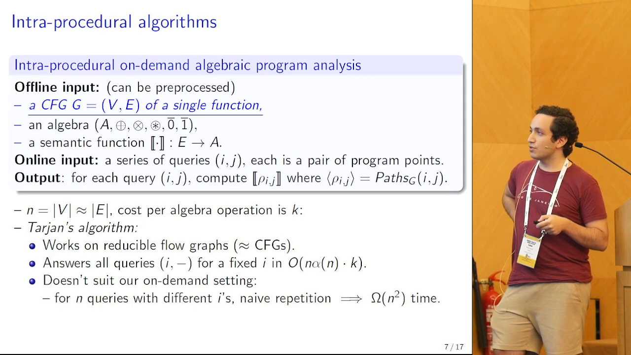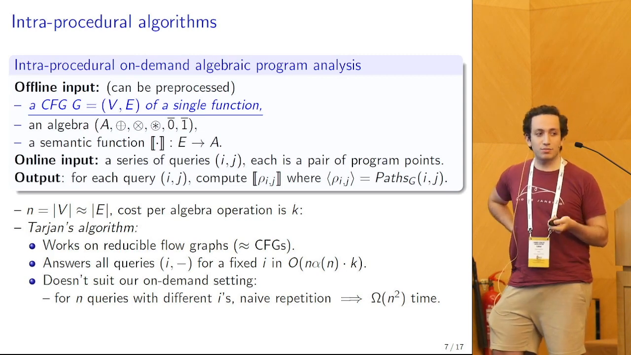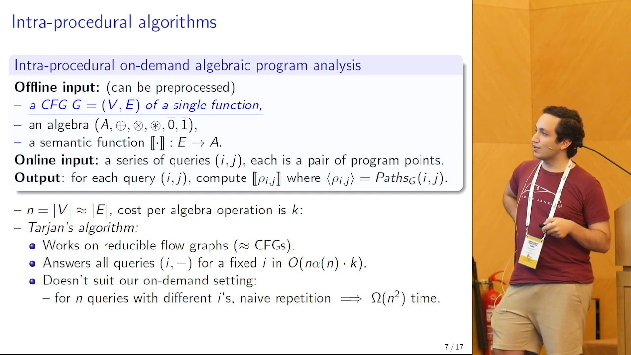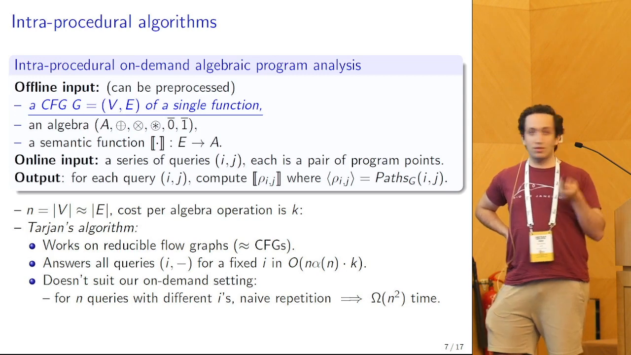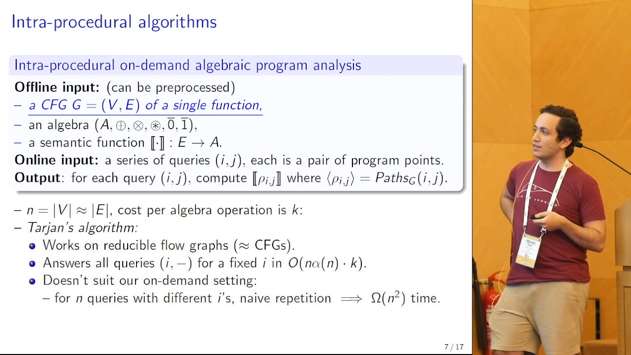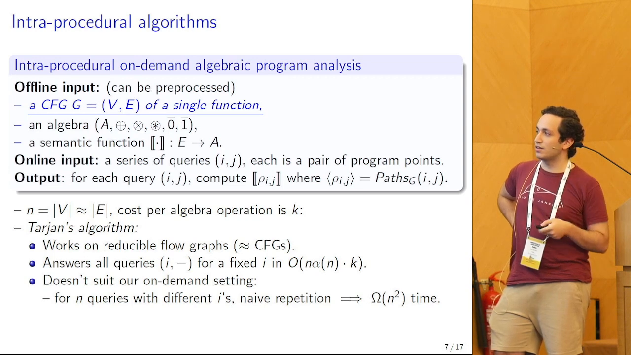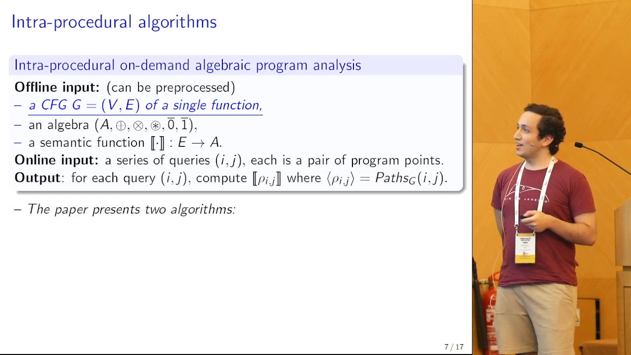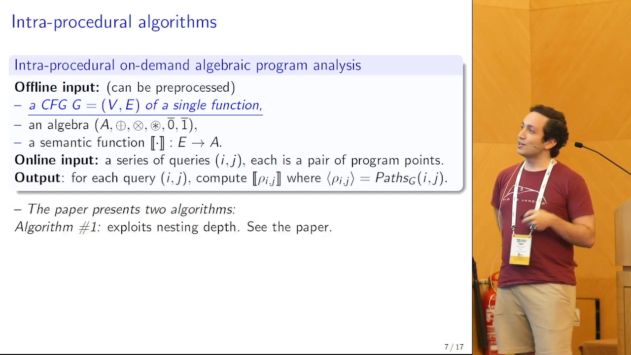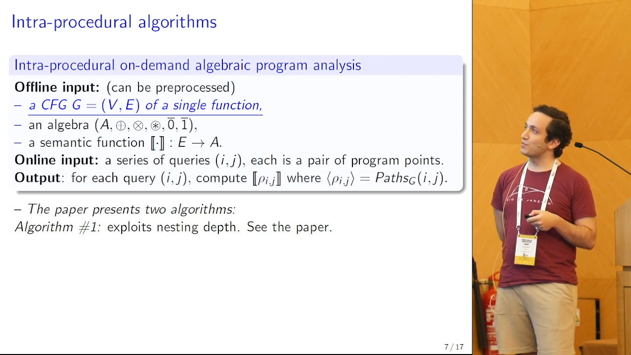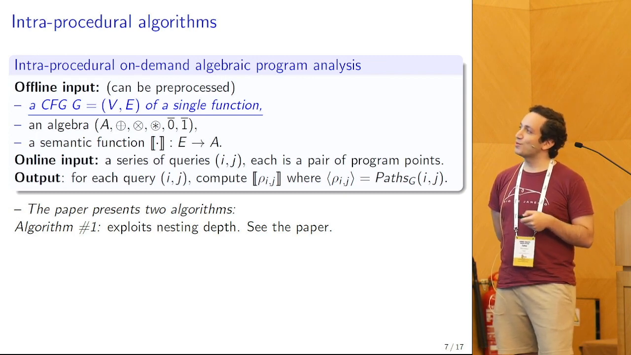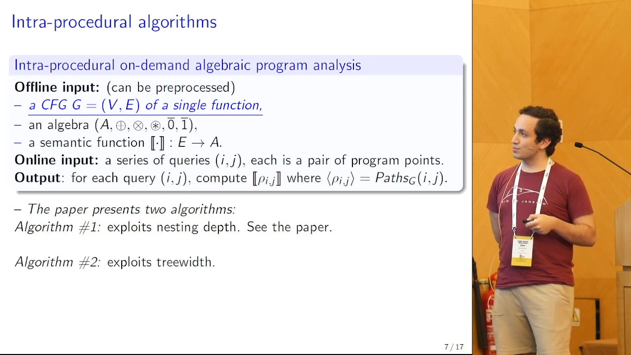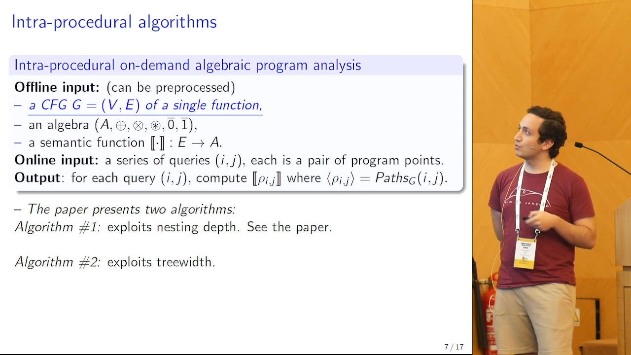The algorithm computes all queries for a fixed starting point in nearly linear time, which is very nice. But this algorithm doesn't work because it doesn't suit our on-demand setting. If we have many queries with many different starting points, then naively repeating this algorithm would give us a quadratic runtime. In our paper, we present two algorithms. The first one exploits the nesting depth of the program. Unfortunately, I won't be able to talk about it, so you can see the paper. And the second algorithm exploits Treewidth, and this one I will talk more about.